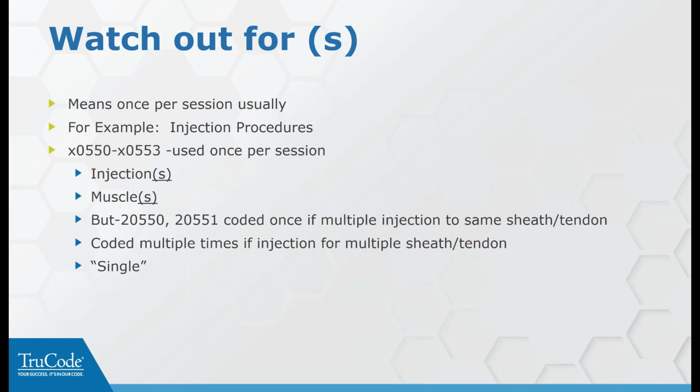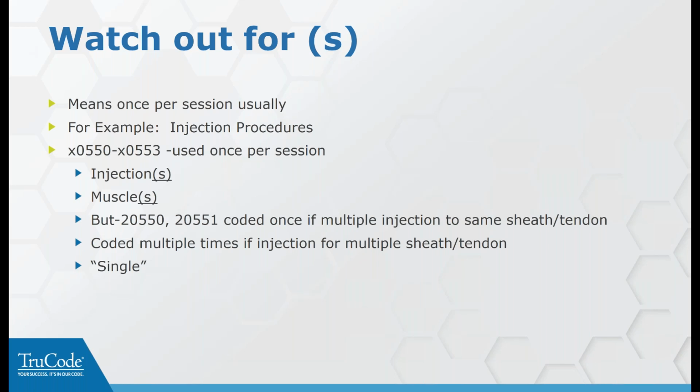The one that's most common that is problematic is the one where you have an S with the parentheses around it. That means it's once per session. So if you see a code for an injection procedure and it says injection with an S, that means that whether they do one injection or 5, you can only code that one time. And I gave you the example there, and these are actually in the musculoskeletal. The codes are 20550 and 20553, that area.